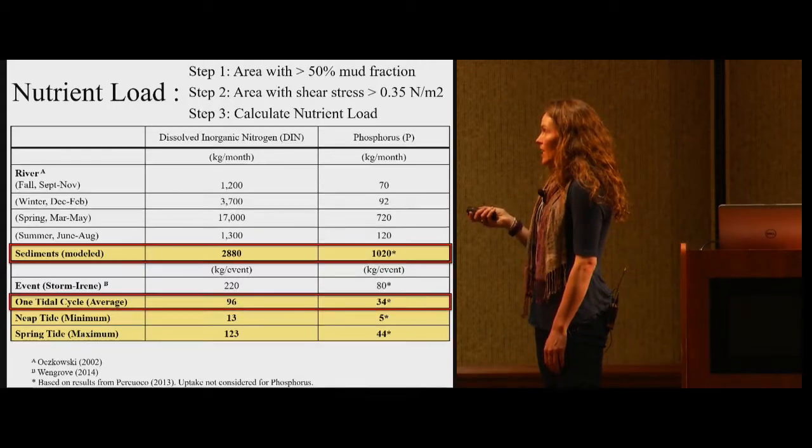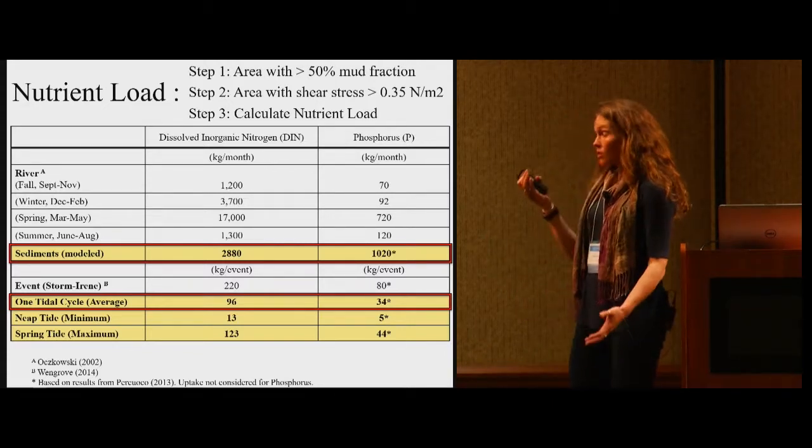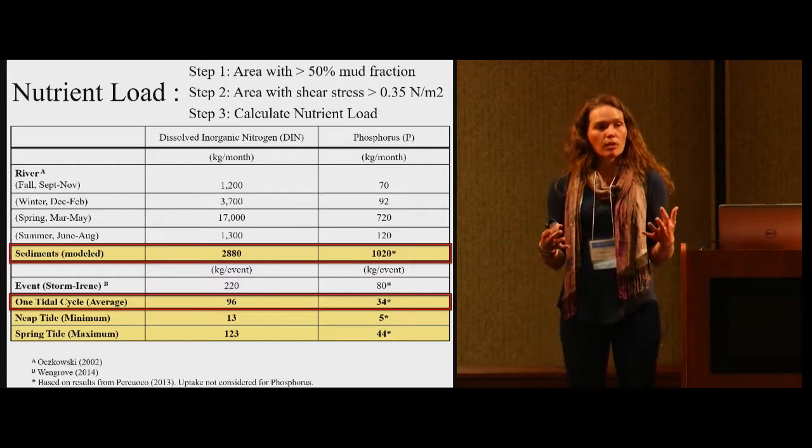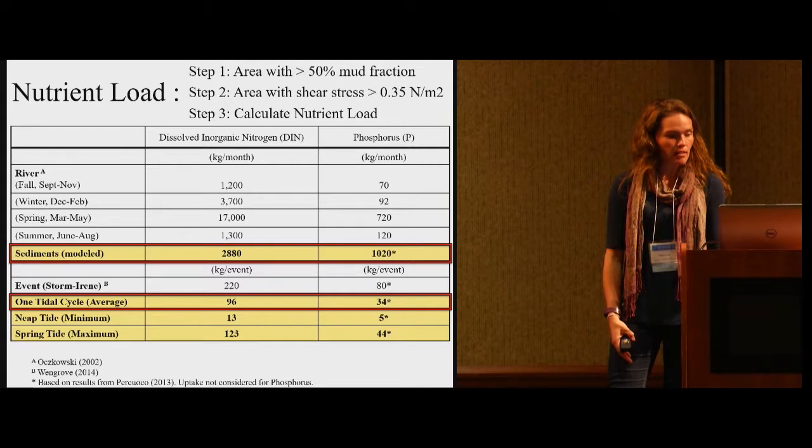So then if you take that and account for a month, you can see that it's on the order of importance of a river. So in conclusion, this should be a load that we should care about when we're making nutrient load estimates to estuaries.